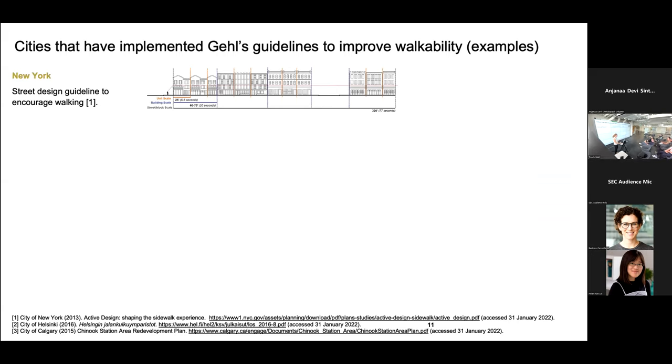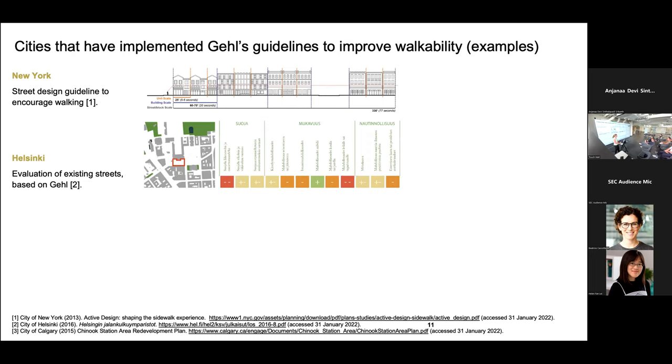One is New York. They published this street design guideline that is meant to make New York more walkable. So in that guideline, they recommended that streets are designed according to Gehl's idea. So there would be narrow bits of buildings to make the street more varied and more interesting to pedestrians. And there were also other ideas, but that's just one. Then in Helsinki, they did an evaluation of existing streets based on Gehl, just to identify where you might want to focus urban planning resources.